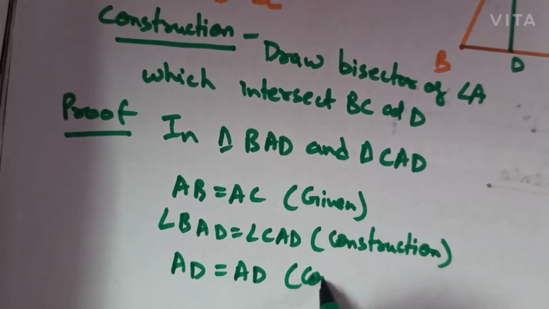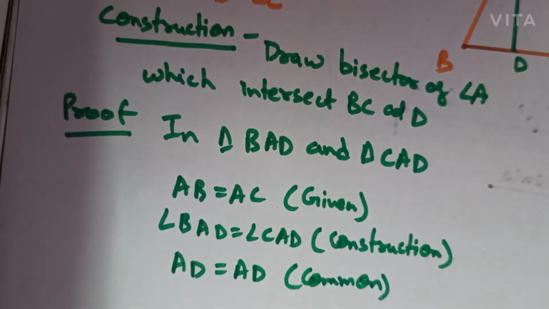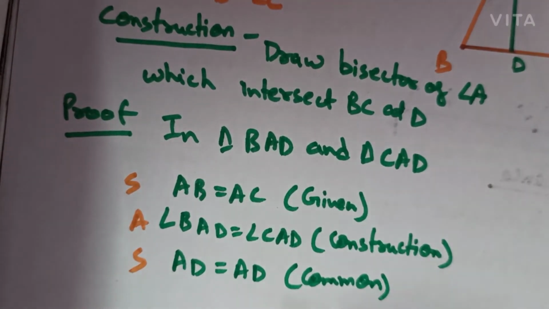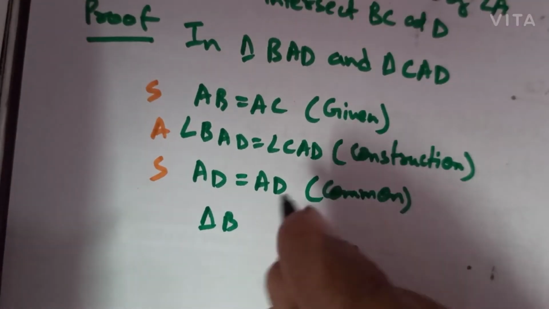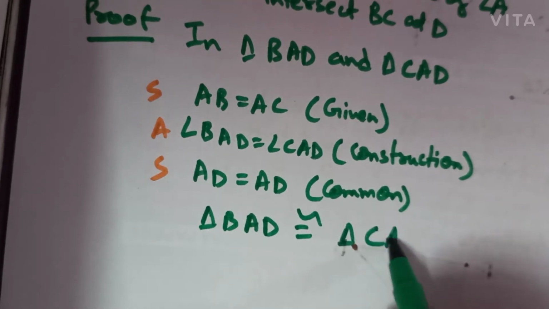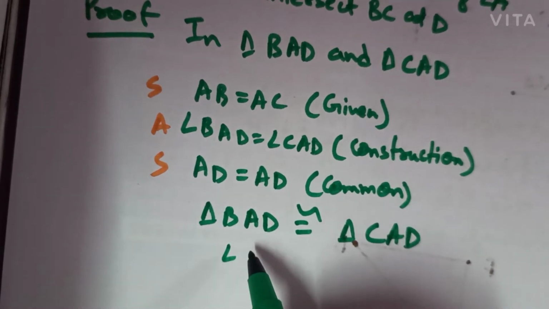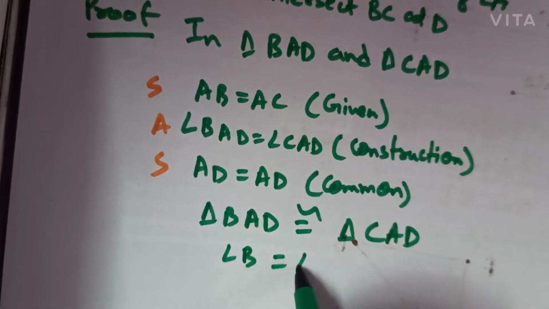Okay, so we can say that by side angle side congruence, triangle BAD is congruent with triangle CAD. And if triangle BAD and triangle CAD are congruent, then angle B or angle ABD will be equal to angle ACD or angle C.